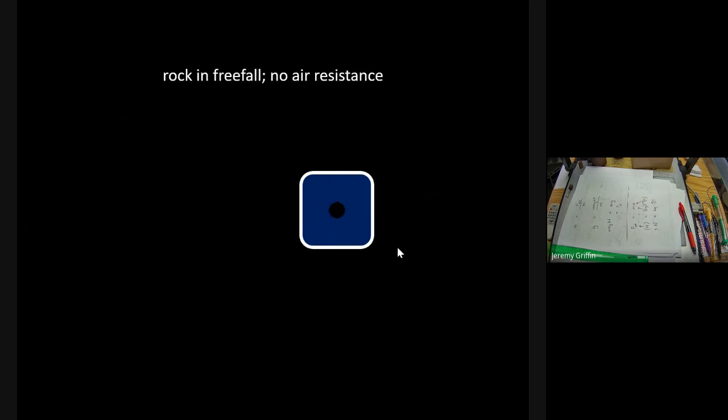Next one, let's have a rock in free fall with no air resistance, which is one of our usual assumptions in this class. That's about to change. We're about to bring back in air drag, but let's have one last hurrah with vacuums. So what's one force on this rock? Yeah, it's weight, the gravitational force. What's another force?